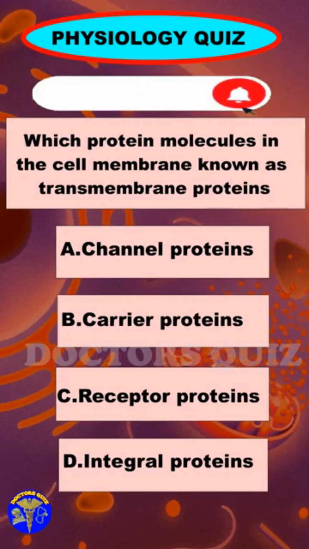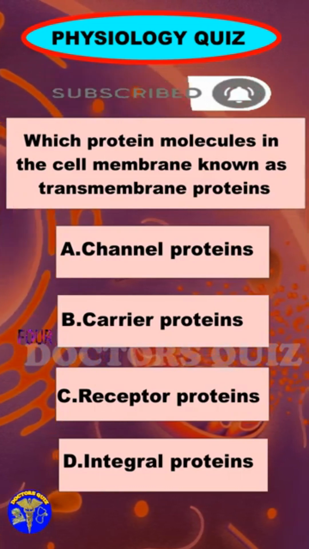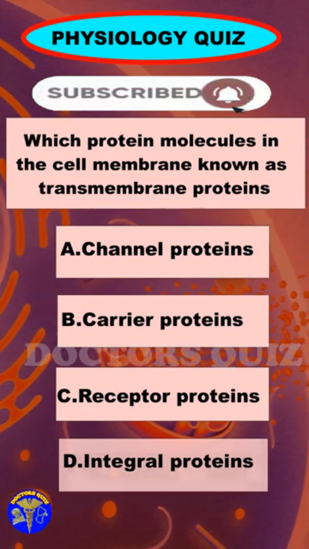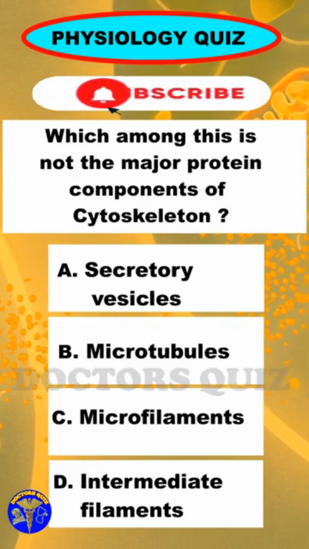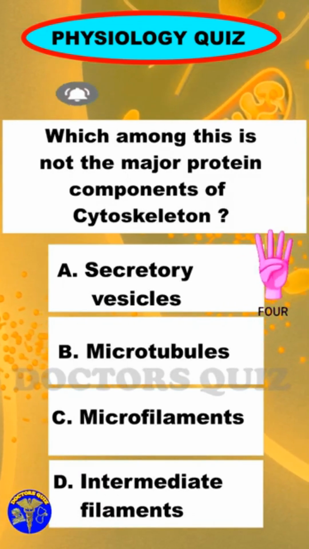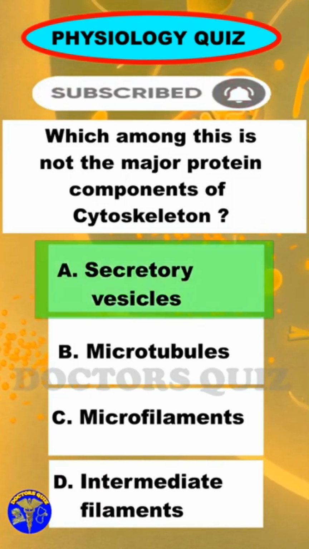Peroxisomes are also known as microbodies. Which protein molecules in the cell membrane are known as transmembrane proteins? Integral proteins. Which among these is not a major protein component of cytoskeleton? Secretory vesicles.